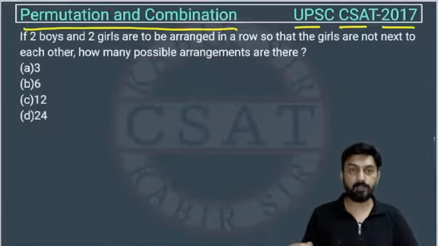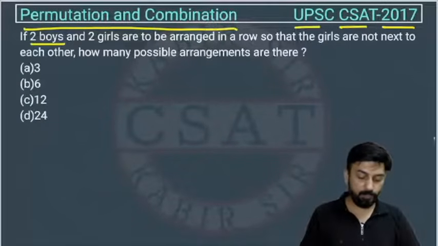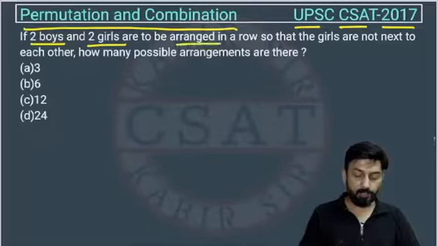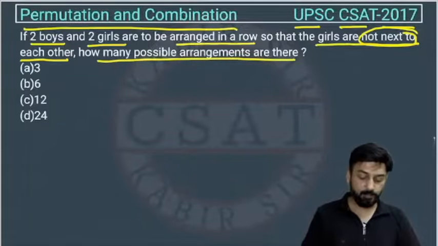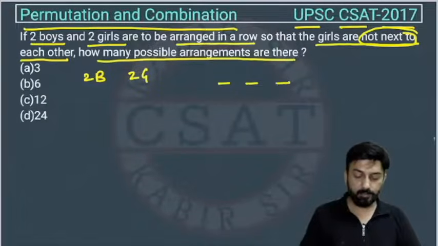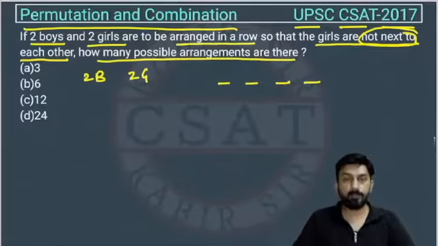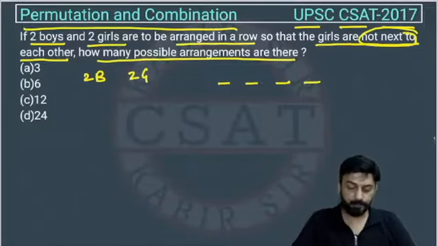So this is a problem from the Permutation and Combination chapter asked by UPSC in their CSAT paper of 2017. If 2 boys and 2 girls are to be arranged in a row so that the girls are not next to each other, right? So they are not sitting next to each other. And how many possible arrangements are there, right? So we are having 2 boys and 2 girls, right? First, second, third, fourth. So we have to arrange them in a row, such that the 2 girls are not next to each other, right?